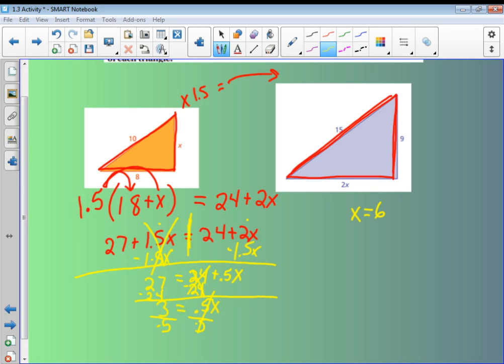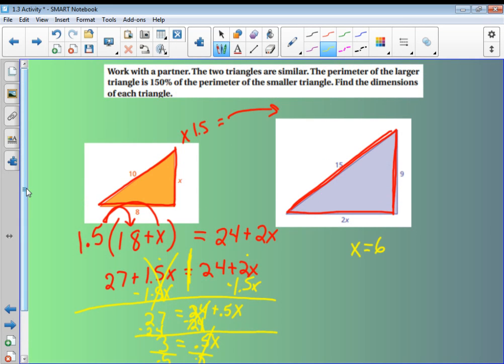So now we'll go ahead and, what did they want us to find? The value of x? Find the dimensions of each triangle. So now I'll just go ahead and put my dimension of, this is going to be a 6, and then we'll change to a different color. And on this one, 2 times 6 gives me, this is now 12. So there are my dimensions.